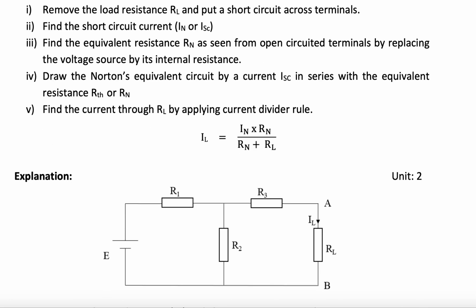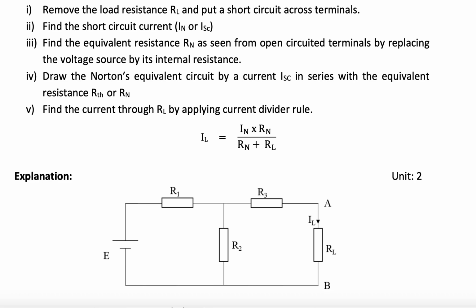Remove the load resistor, which is similar to Thevenin's theorem as well. But in this case you need to short the terminals to find the short circuit current. IN is the short circuit current, also called ISC. Find the equivalent resistance Rn seen from the open circuit terminals, replacing the voltage source by its internal resistance. It is just similar to your RTH. Both are the same. If you find Rn or RTH, the value is going to be the same. There will not be any difference.